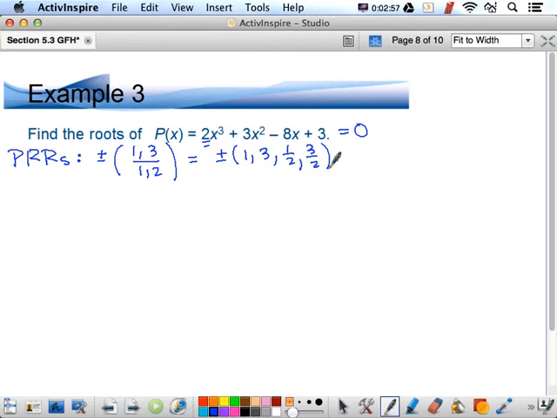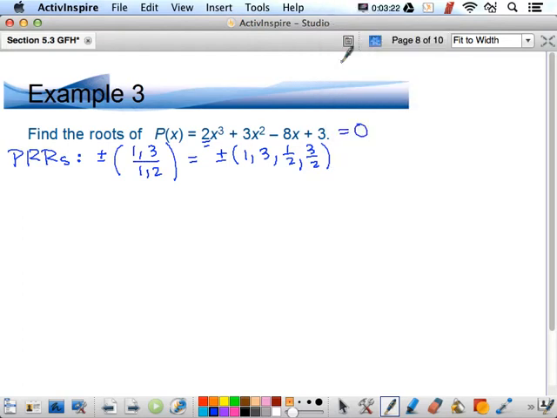At this point, we're going to use our calculator. We're going to substitute positive 1 in and see if it makes this original equation equal to 0. And if that doesn't work, we're going to try -1. If that doesn't work, we're going to try 3. If that doesn't work, we're going to try -3. And if that doesn't work, we're going to try 1/2, and so on. So I'm going to pause right here and give you some time to find the first solution.